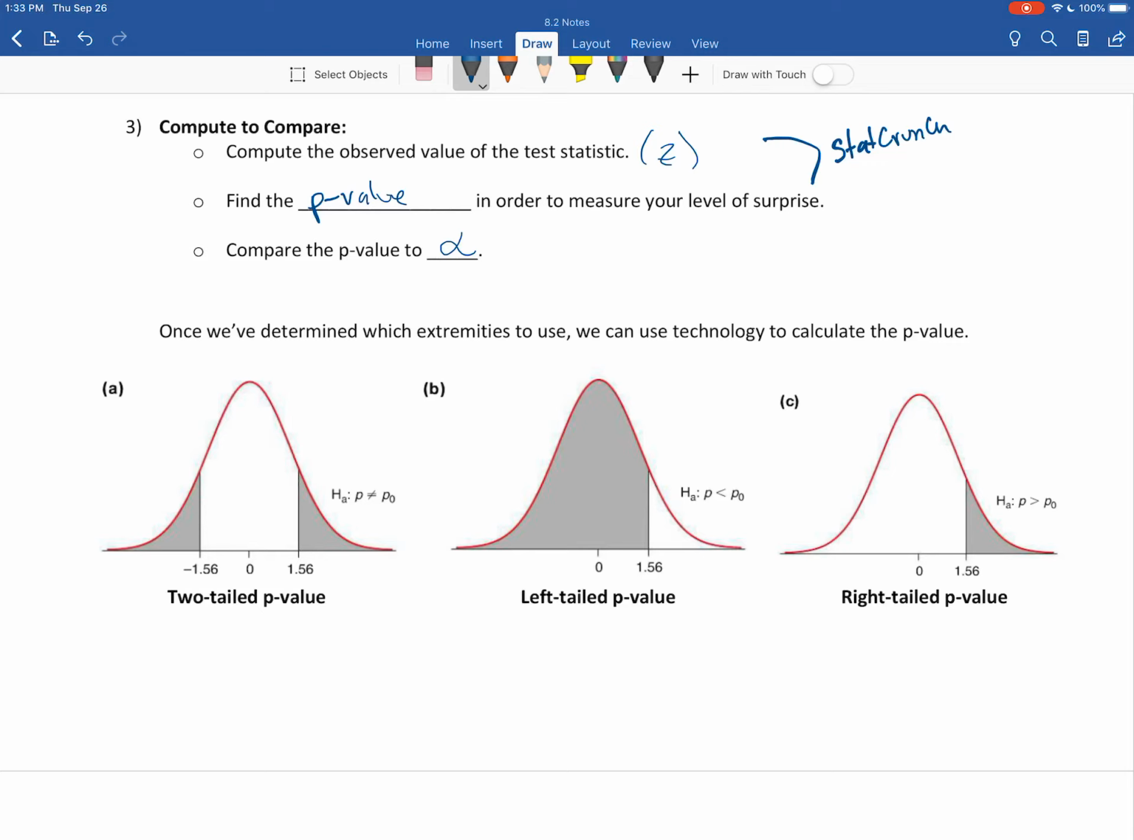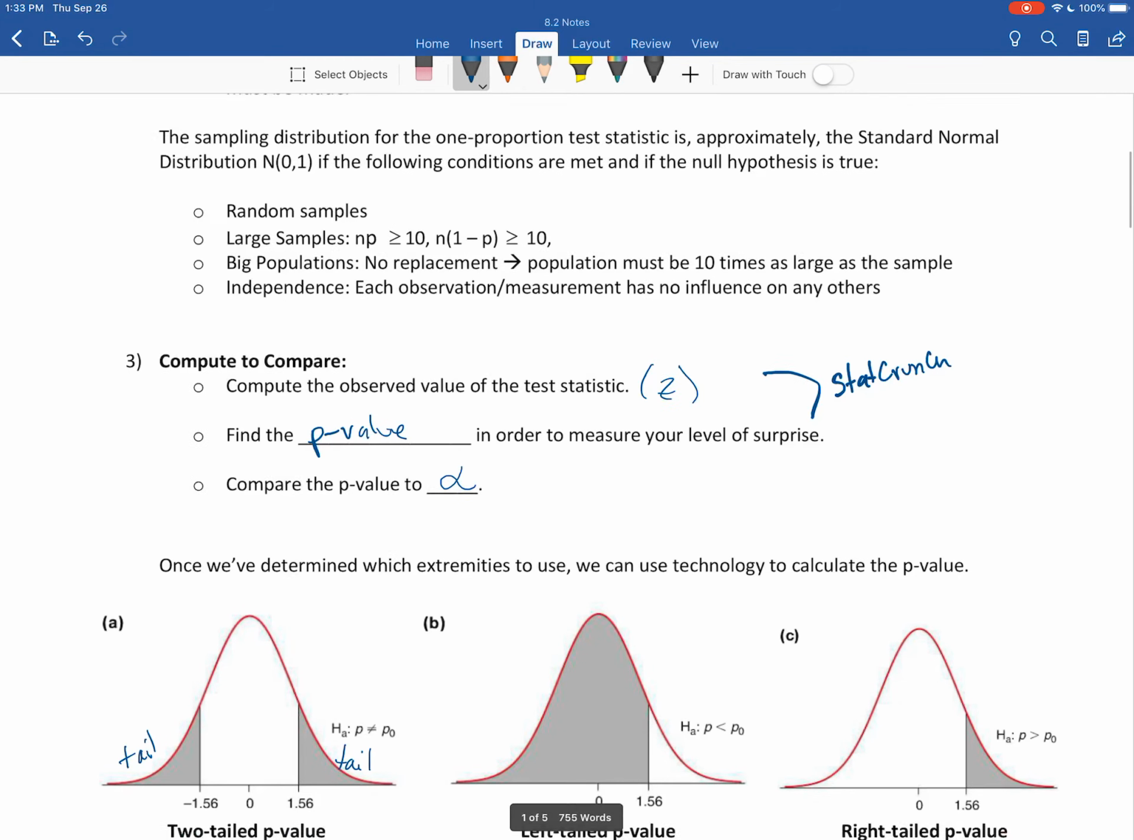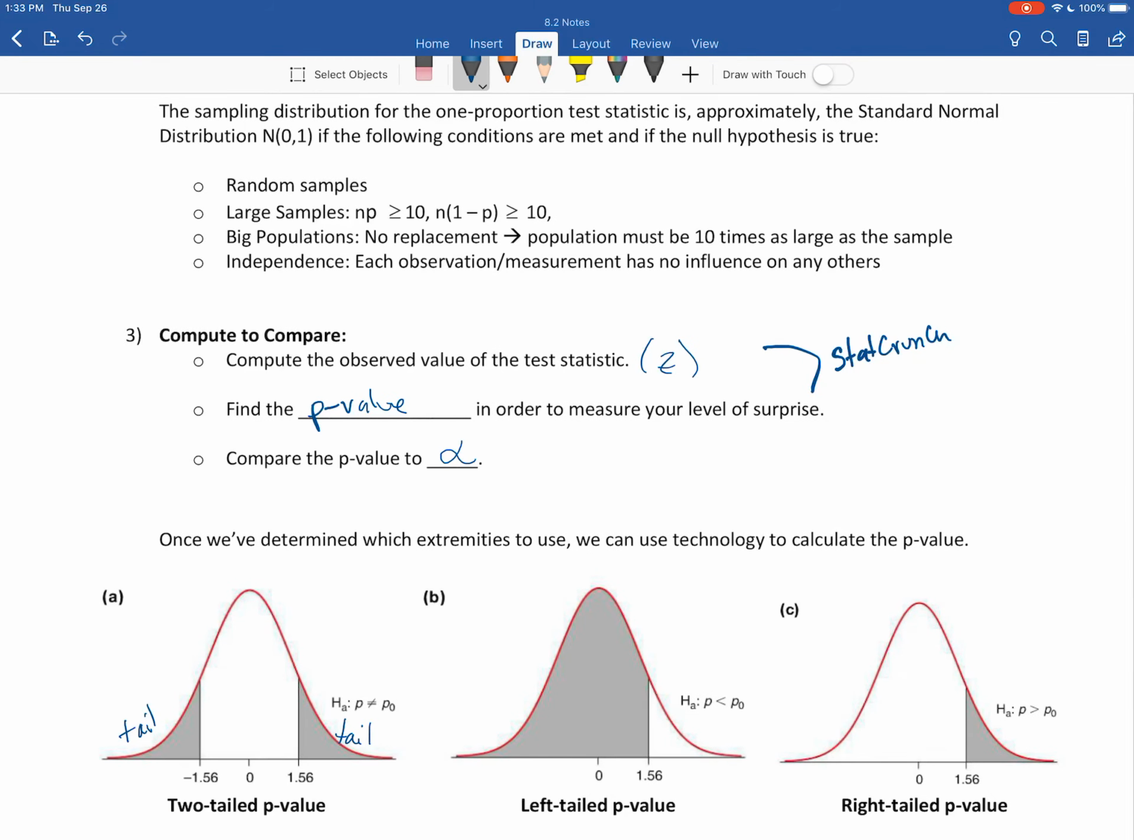Okay, so once we've determined which extremities we want to use, we can use technology to tell us this p-value. So just as kind of a reminder, your p-values are always shaded regions in the tails, right? So we have a left tail here, right tail here. So this is a two-tailed p-value. This one's only a left tail, and this one over here is only a right tail, but they're all tails.